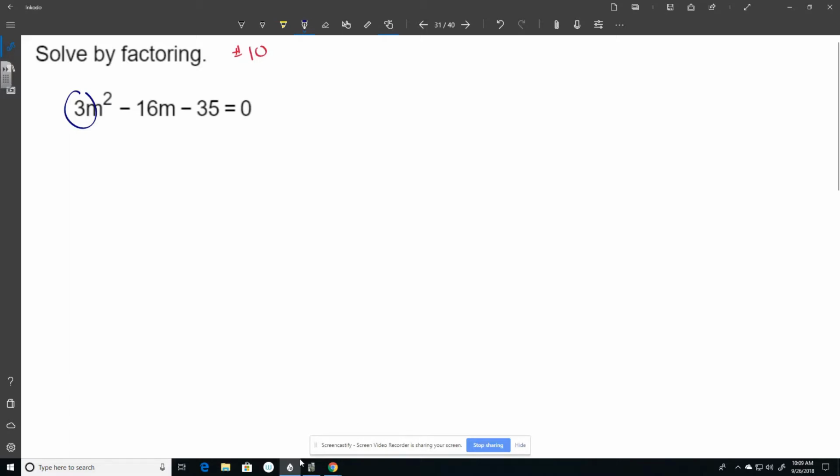To factor, remember we multiply those two numbers together, so that becomes a negative 105. So I'm looking for what multiplies to 105 and adds up to 16. 5 and 21 multiply to 105. And I think those are going to be the ones I want. Because it's a negative 16, my bigger number is the negative. And negative 21 plus 5 equals negative 16.